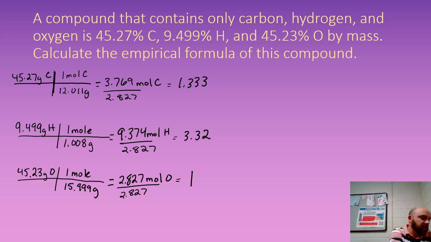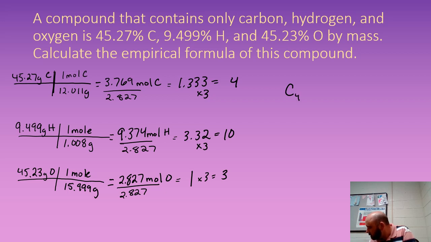We'll multiply the 1.3333 by 3 and arrive at about 4. We'll multiply the 3.3333 by 3 and arrive at about 10. And the 1 times 3, I'm going to put times 3 there so that you know what I did. The 1 times 3 will equal about 3. And so the empirical formula for our compound here is C4H10O3.